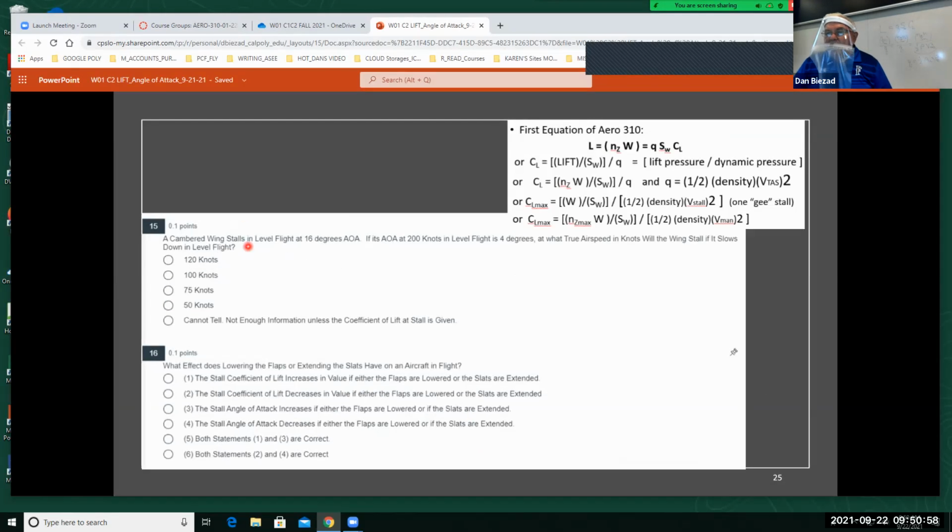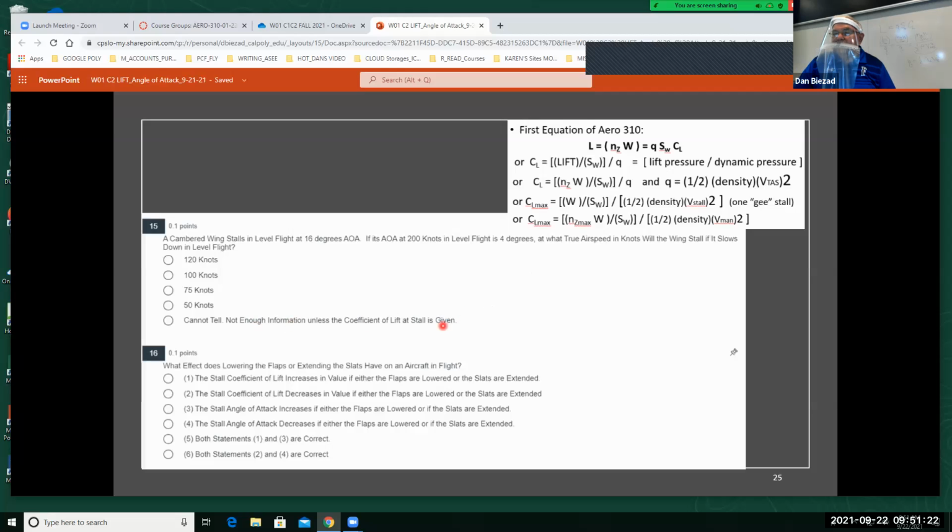A cambered wing stalls in level flight at 16 degrees. I'm at 200 knots at 4 degrees angle of attack. What airspeed will the wing stall if it slows down? Okay, so I'm at 200 knots at 4 degrees and it stalls at 16 degrees. So at what airspeed if it slows down?